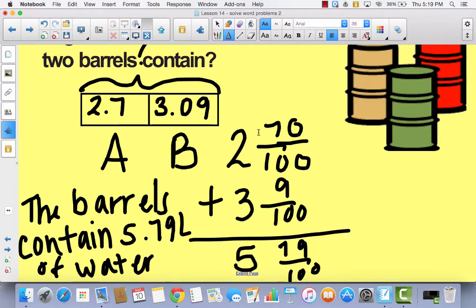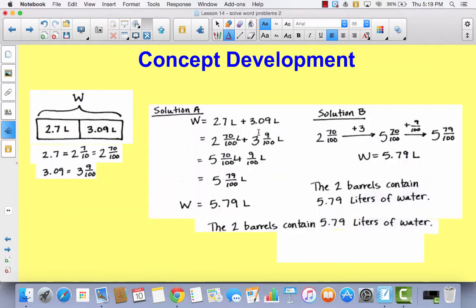Now, on the next slide, we're going to look at some other options of ways that you could have modeled this problem. Okay, so if you take a look, you can see that they chose to use a tape diagram too. And you can see that again, they converted their decimals to fractions and then had common units and added together. So they got 5 79 hundredths liters. So these are just some different ways that you could have added these together. I chose to just go whole number to whole number and fraction to fraction.